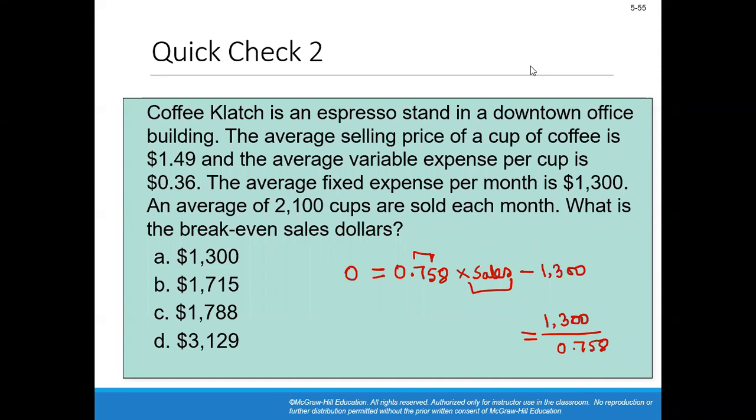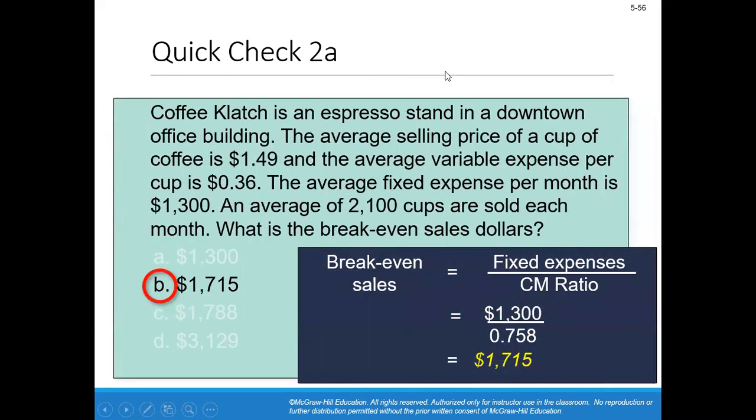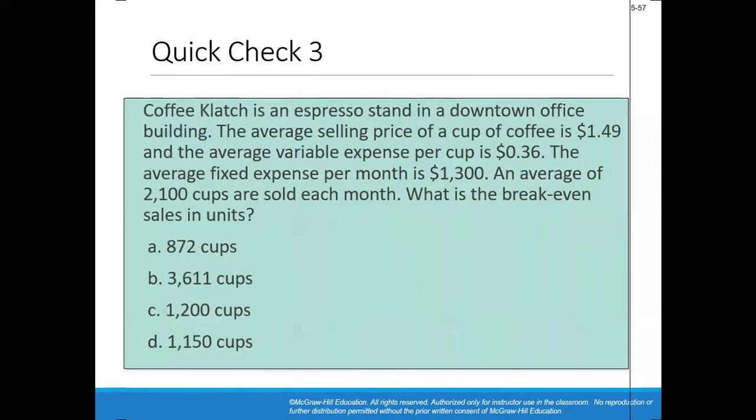I see the responses are coming in huge volume. You find the formula more convenient. 1,715. Okay, so let's check. The computer is saying that the solution is 1,715. Good that you have done it the right way.